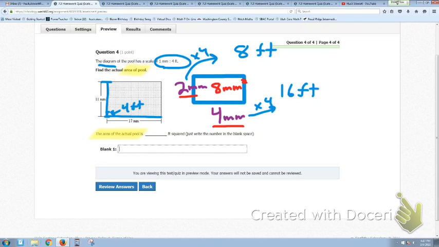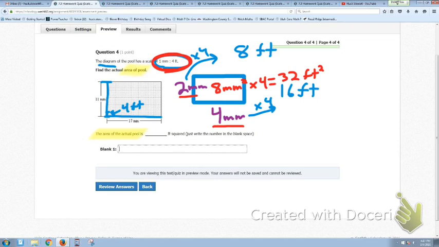Then they're going to take this idea and scale it up by 4, and they're going to go, aha, okay, so that means that 8 times 4 is going to give me the area of the real swimming pool. 8 times 4 is 32, so the area of the real swimming pool should be 32 feet squared. Now if you thought that, and you're thinking, haha, I got it, you're wrong. That is an incorrect answer.